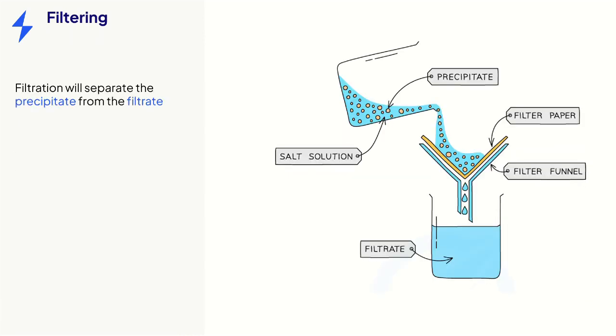The second step is to filter the solution, which will now contain the insoluble salt. A funnel and filter paper are used for this. The solid particles are too large to pass through the holes in the filter paper, so only the filtrate containing the dissolved soluble salts will go through.